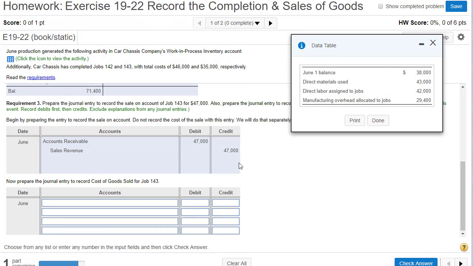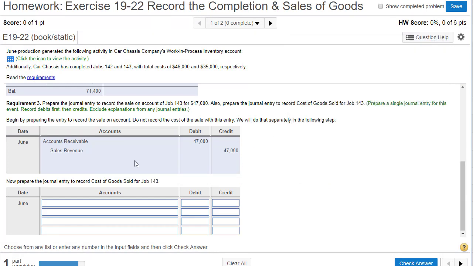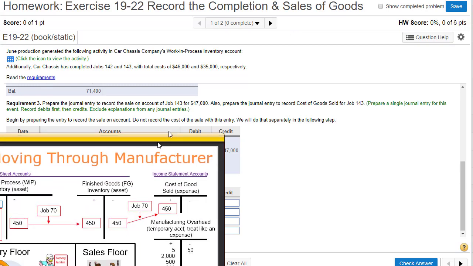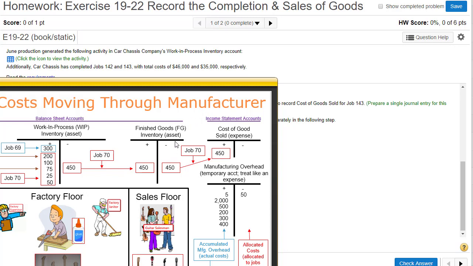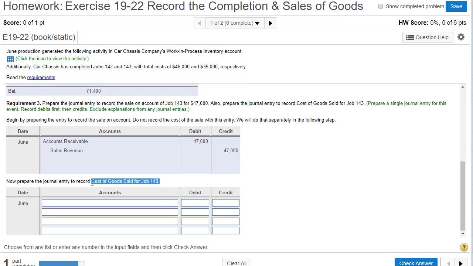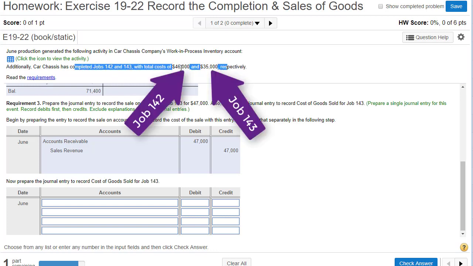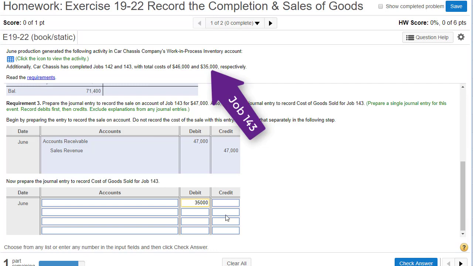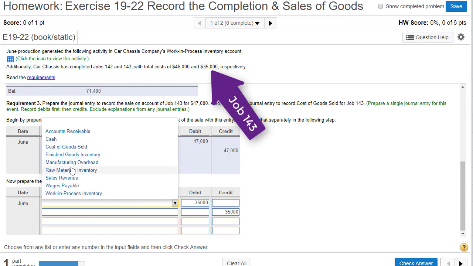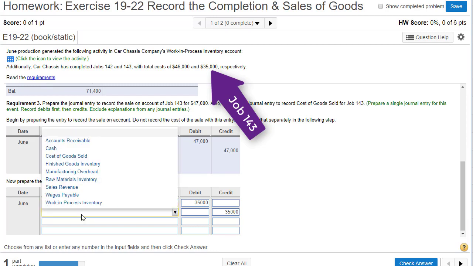Then, in the second journal entry, we're going to update our cost of goods sold and then lower the finished goods account. So what we have to do is we have to lower the finished goods account for job 143. And how much did job 143 cost us? We have to look up here. It says job 142 and 143 cost $46,000 and $35,000 respectively. So $35,000 is the cost of job 143.